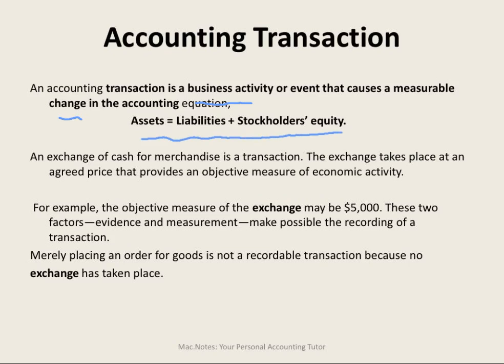An exchange of cash for merchandise is a transaction. Two things happening. Somebody gives you cash, you give the customer merchandise. An exchange takes place at an agreed price, and there's an objective measure of the value of the economic activity. For example, the objective measure of an exchange may be $5,000. These two factors, evidence and measurement, make possible the recording of the transaction. Merely placing an order for goods is not a business transaction because no exchange has taken place.